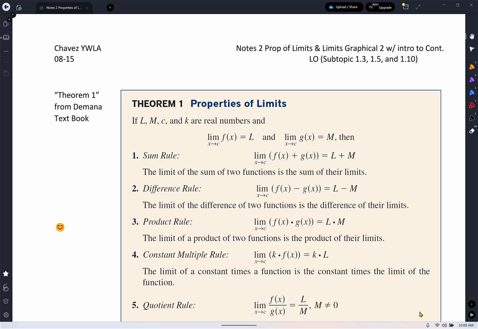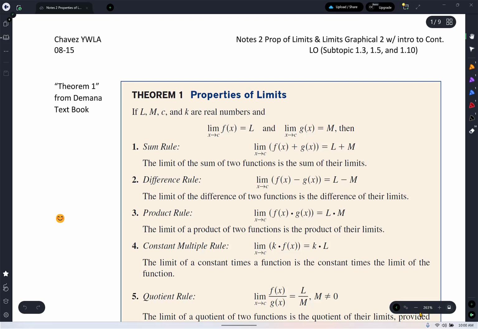And then I put 1.5, determining limits using algebraic properties of limits. That's what this is, properties of limits. And then I put 1.10, exploring types of discontinuity. So we're going to talk about all those. And then there's some more that are embedded, but they don't make a big splash just yet. So if you're following along, you can highlight them. That's what we're covering today.